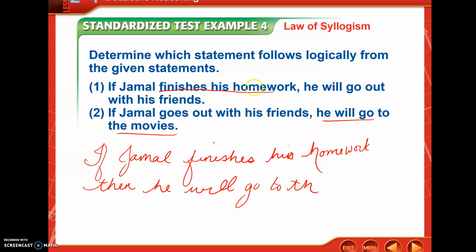So notice I started with my if, and then I had a then, he will go out with his friends. Then I begin this statement with this then. So this goes right into here. So I have if, this, then here, and then that goes to here, which is the same thing, and here. So I start with my start and end with my finish.